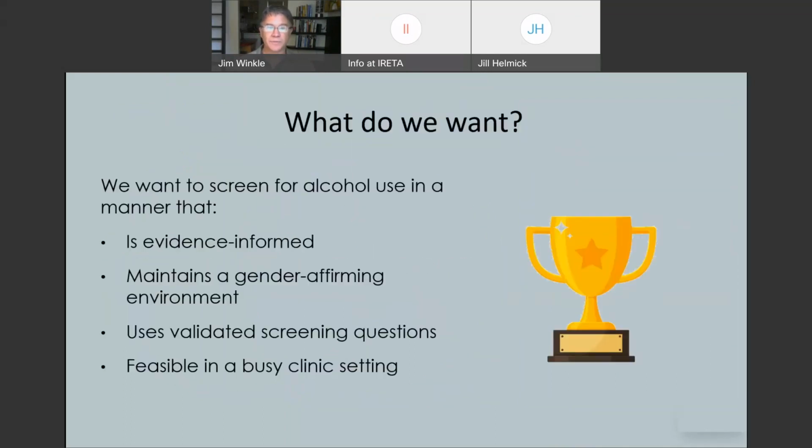Okay, what do we want? So we've looked at screening tools that exclude people, unfortunately.